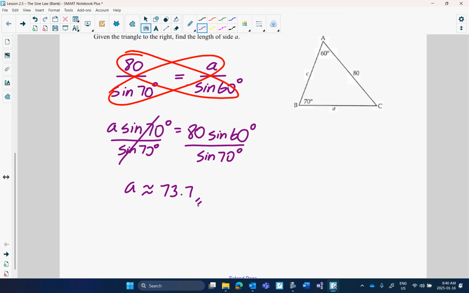Make sure that when you're doing it on your calculator, it's back in degrees. Because some of you guys have been using your calculator in radians. So make sure you're in the right mode. Otherwise, you're going to get a very different answer. Okay?